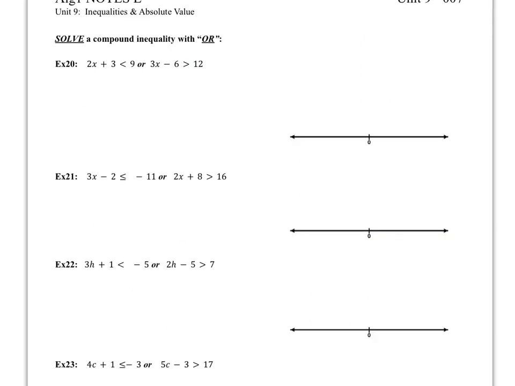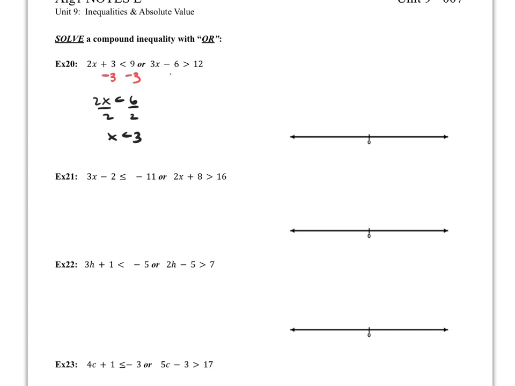So now we're going to solve compound inequalities with or, which is a little bit simpler because they are actually two completely separate inequalities, and they might not even look the same at all, and then you're just putting both graphs on the same graph. So for the first one, example 20, I would start by minusing 3, I get 2x is less than 6, and then divide, and I get x is less than 3. So I'll graph that in a minute.